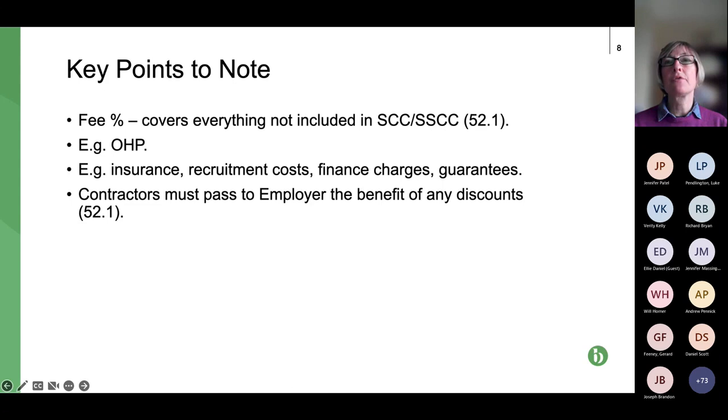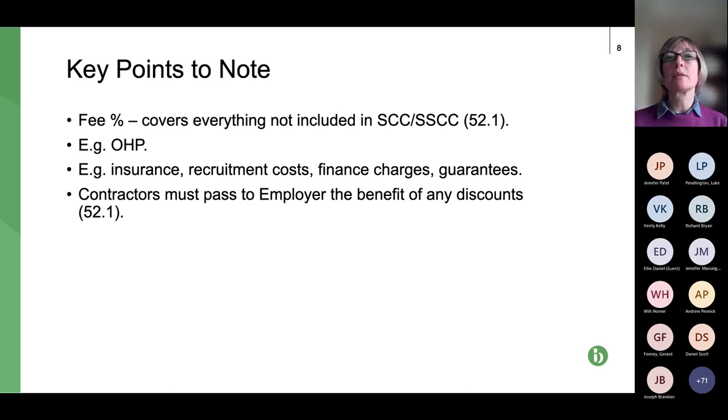So this is following on from this. We've already covered all of this. So third bullet point. We're talking about this fee percentage. As well as overhead and profit, it also includes things like insurance, which we've already mentioned, recruitment costs, finance charges, and guarantees. The final bullet point, we've already mentioned this as well.